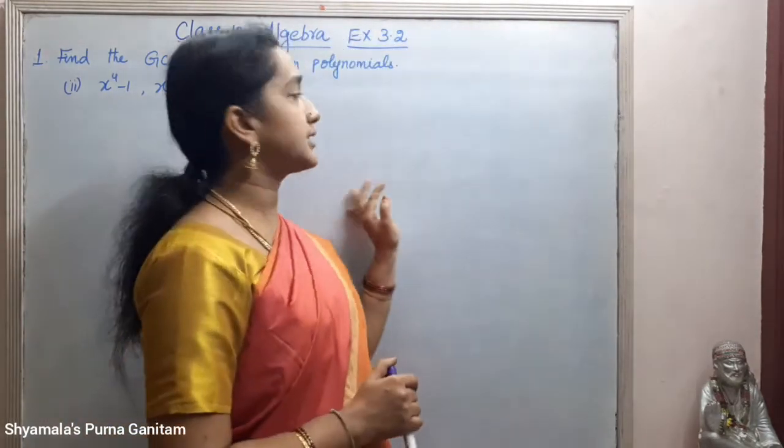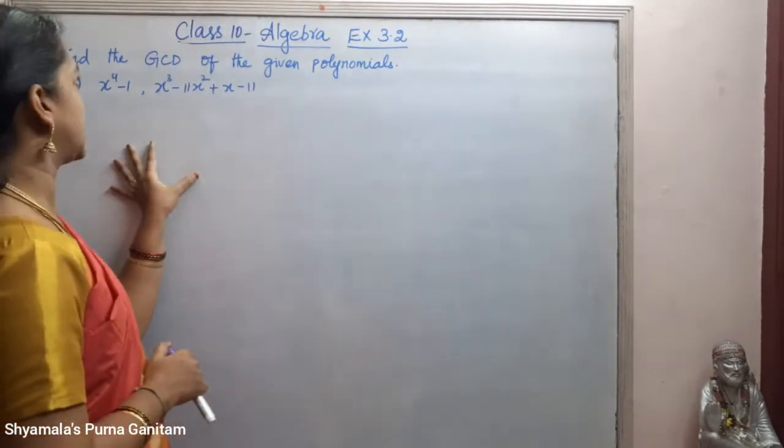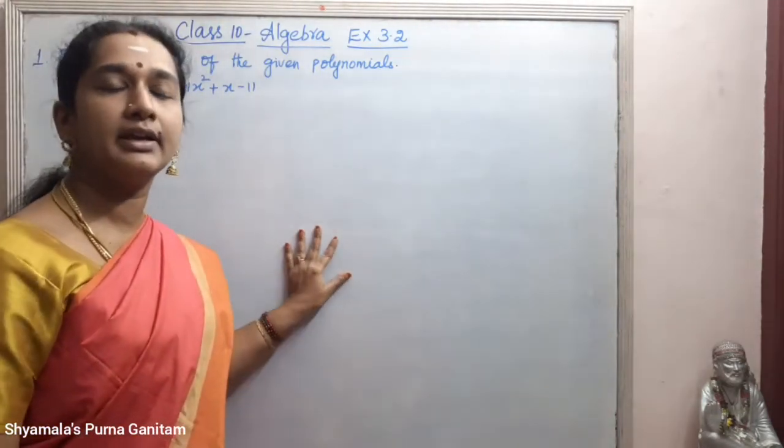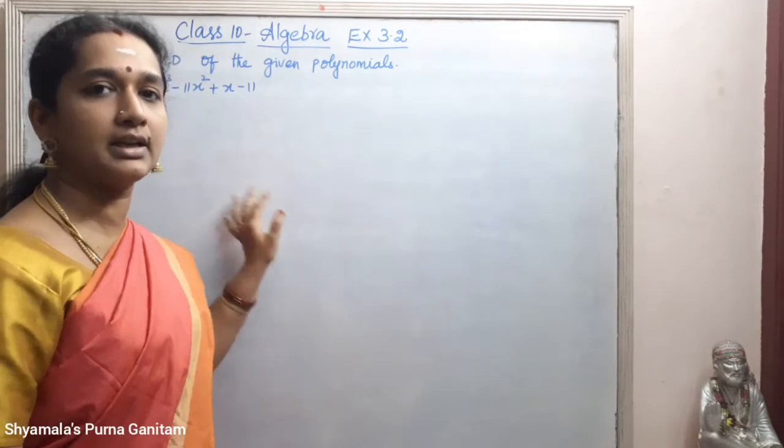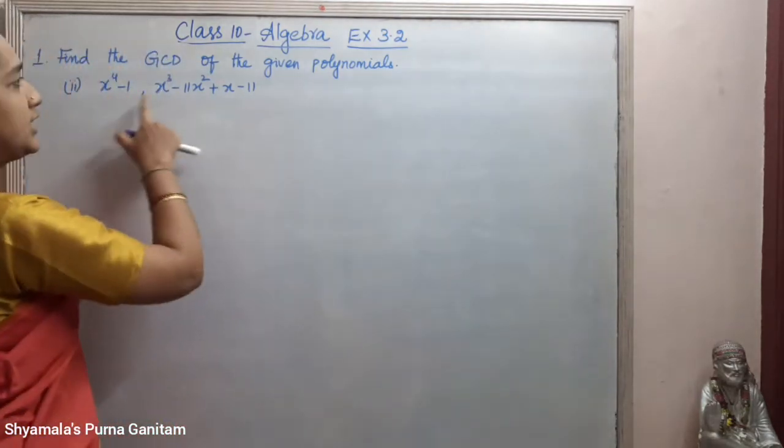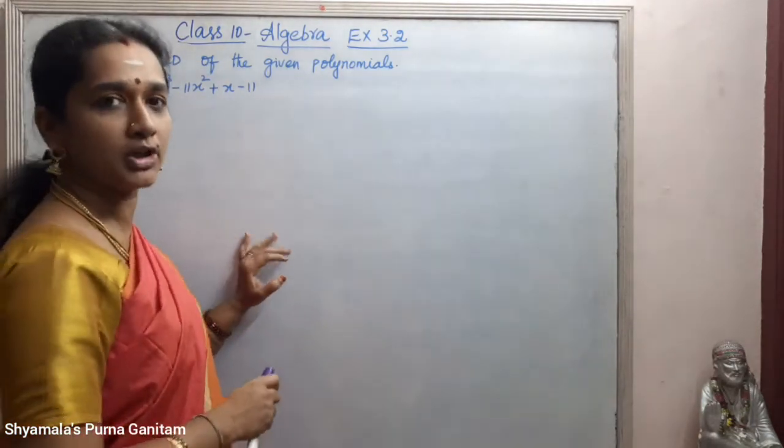Algebra, exercise 3.2. First subdivision, first sum I completed in my previous class. I will continue with the second sum. Find the GCD of the given polynomials.